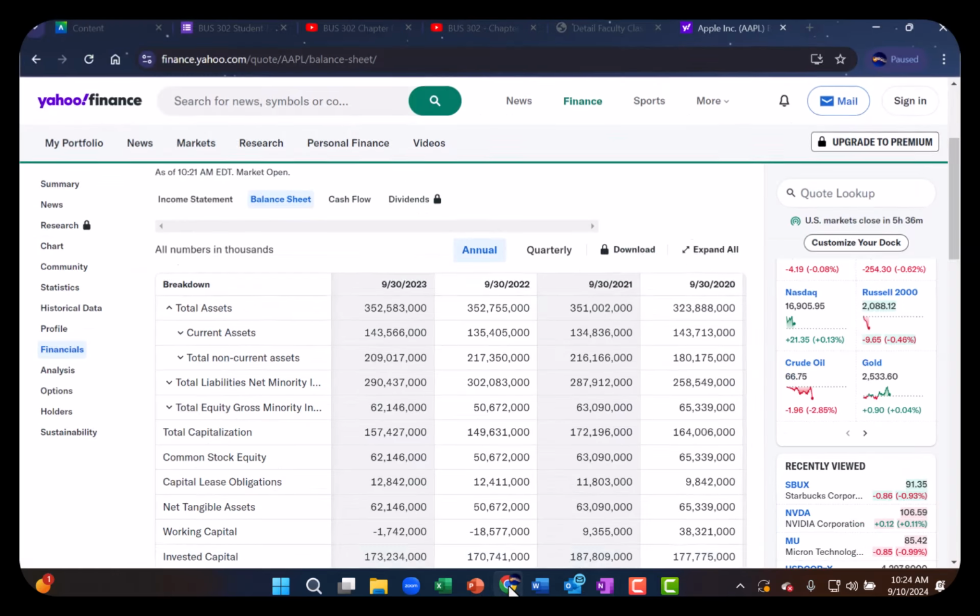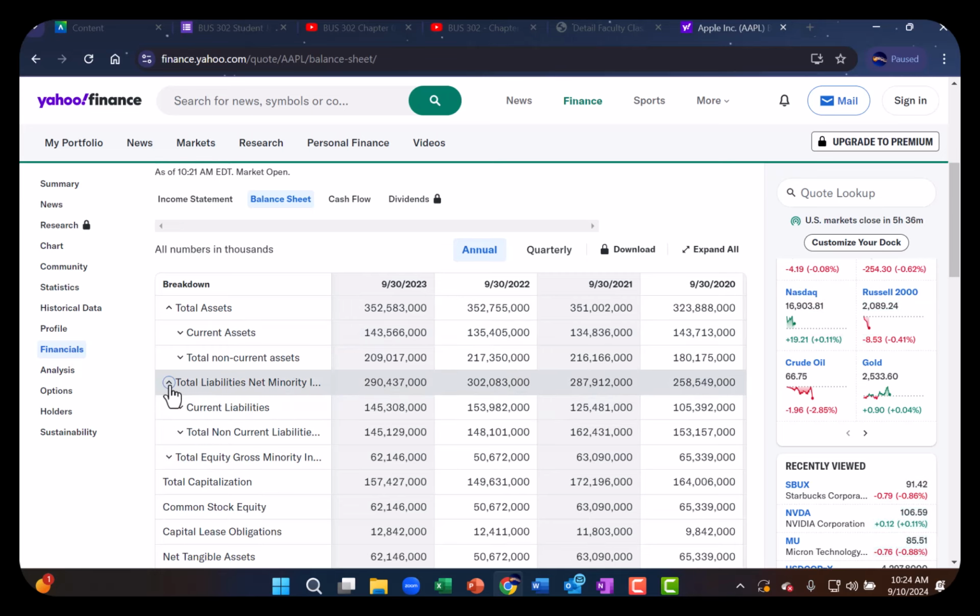So looking at Apple, just annually, their current assets increased by about 8.5. Their current liabilities decreased by about 8.5 or 9, let's say. So total, their net working capital increased by about 17.5.